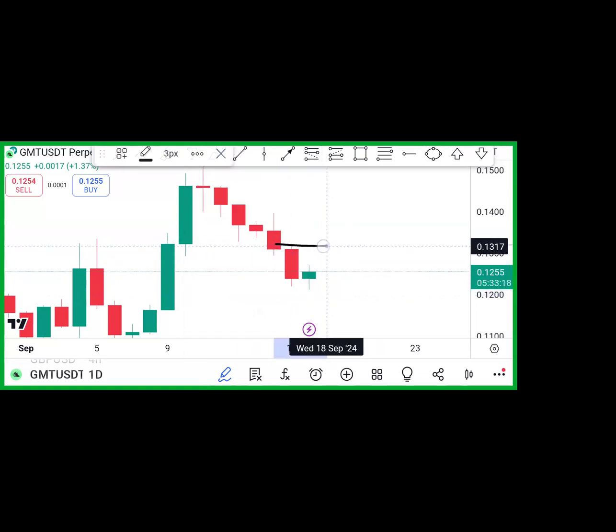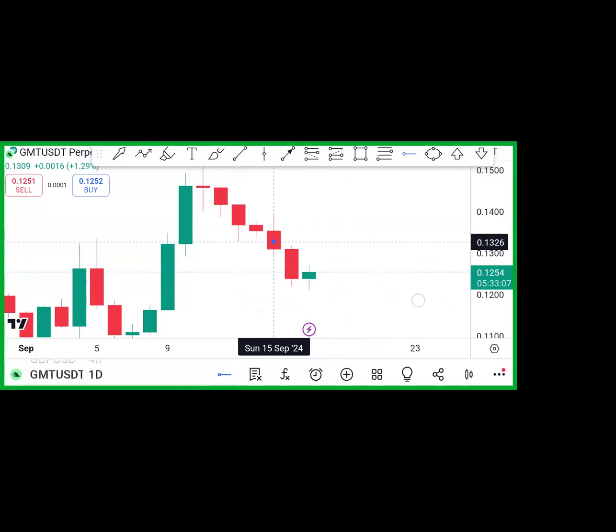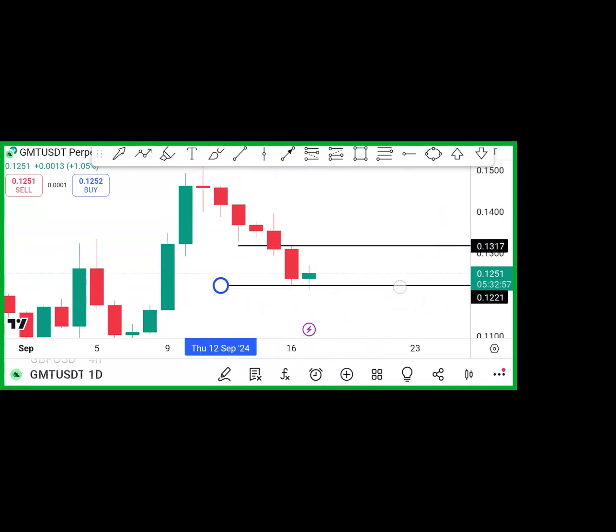So I'll mark out my top and I'll mark out my bottom on the daily, on the previous day. So let's use my horizontal ray. Let's mark it out. The top of the candle, that's my previous day high. Remember? Then my previous day low. Now, this is the most used support and resistance, right? This is the most used support and resistance.